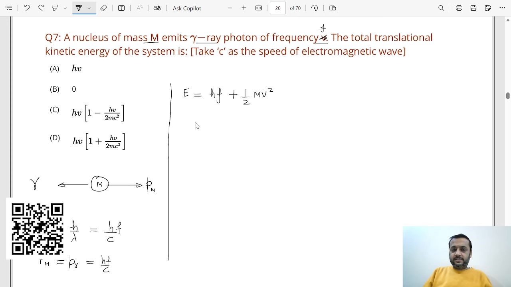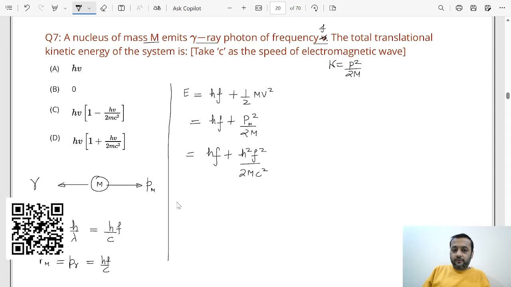Now the idea here is that f is given in this question, but half mv square is the kinetic energy of the nucleus. Kinetic energy can be written as p square, momentum square upon twice into mass. So this we can write as p square upon 2 into mass of the nucleus, and this value we already know is hf by c. So this will become h square f square by 2mc square.